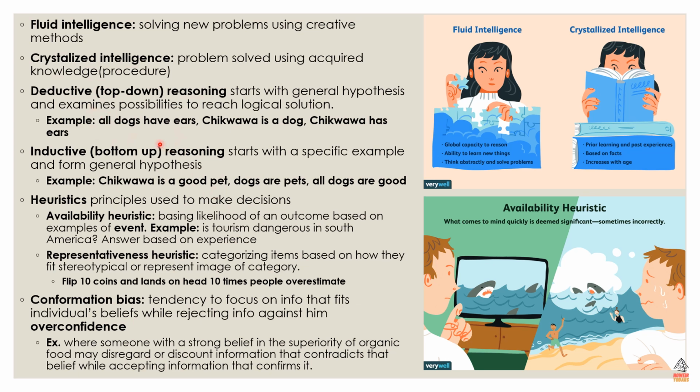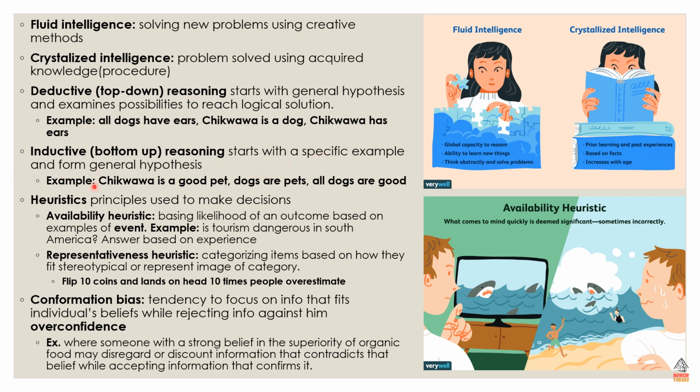Next, you have deductive reasoning, which is also called top-down. In this, you start with a general hypothesis, and then you examine possibilities to reach a logical solution. For instance, let's say I'm making a general hypothesis: all dogs have ears, all right? And then I make another statement: Chihuahua is a dog. So my conclusion or logical solution is Chihuahua has ears.